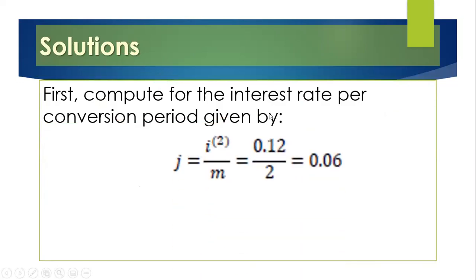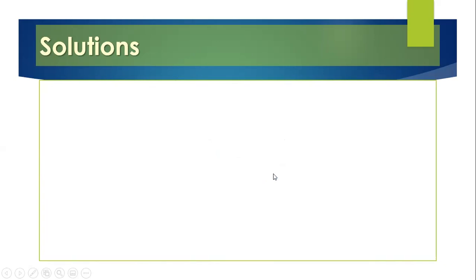First, compute for the interest or yung J, kinompute niya muna. That is i over m. i is 0.12 over 2. Kasi, bakit 2? Dahil semi-annually. 0.06.